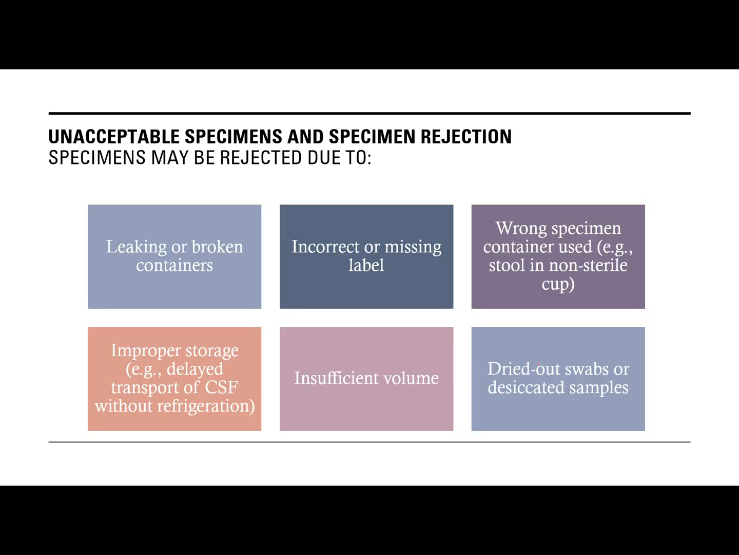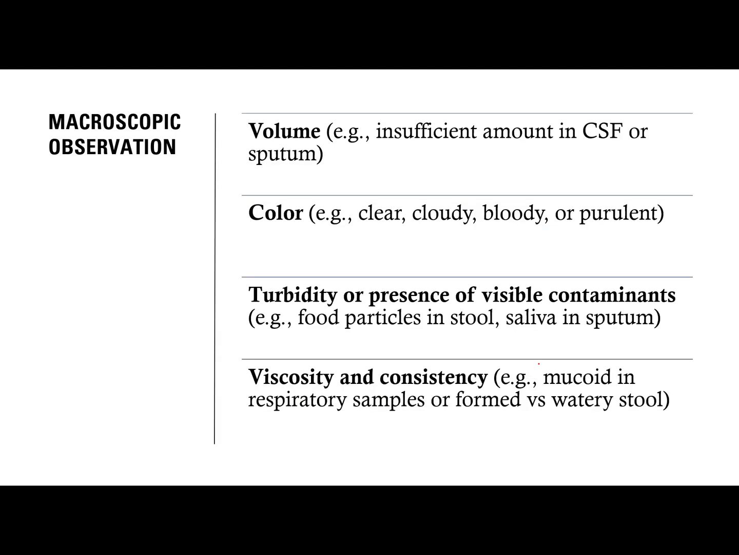Then what are the unacceptable samples or specimen rejection criteria? So you can reject samples class on the following basis. If the container is leaking or broken, improperly labeled or missing label, wrong specimen container, improper storage, insufficient volume, dried out swabs or desiccated samples.